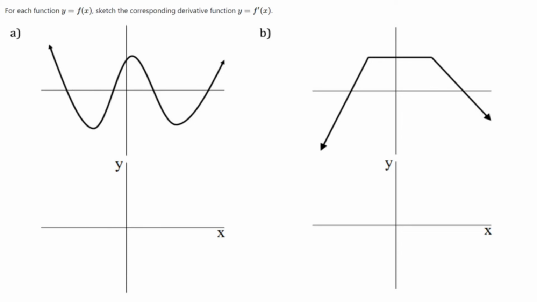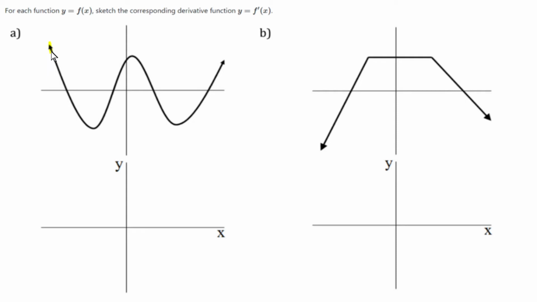For each function y equals f of x, sketch the corresponding derivative function y equals f prime of x. So here in the top panel we have the following function. In the bottom panel we're going to sketch out the corresponding derivative function for this function. So let's start by looking at the slope for different parts of this function.